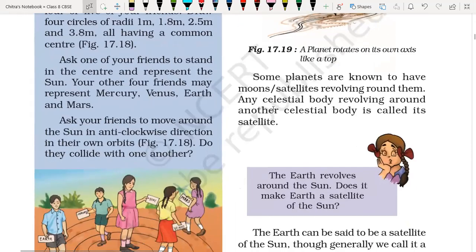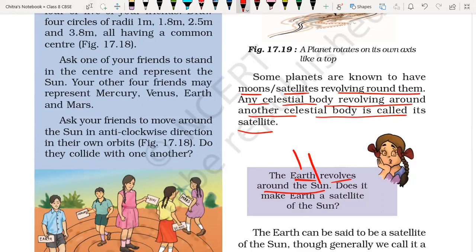Some planets are known to have a moon or satellite revolving around them. So any celestial object that revolves around a planet is called a satellite. Any celestial body revolving around another celestial body is called a satellite. So the moon is the satellite of the earth because the moon revolves around the earth. The earth revolves around the sun, so the sun is the star and the earth is the planet.